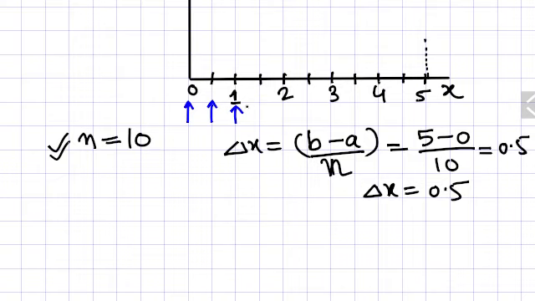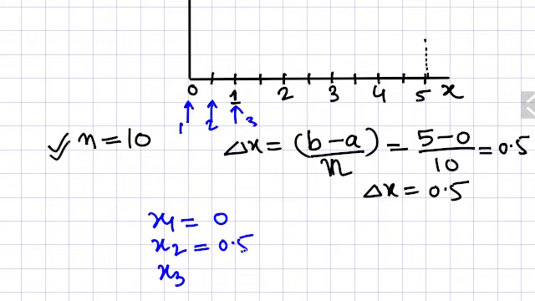We will choose the first 3 points. We will call them x1, x2 and x3. x1 is 0, x2 is 0.5 and x3 is 1.0.